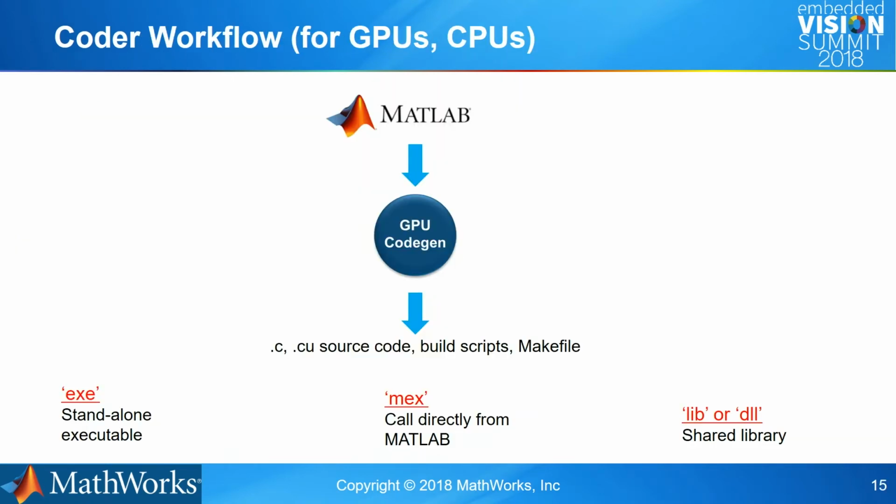So once you get your code, what do you do next, right? With our workflow, we have different ways of packaging the code. You get your code, and you can run it as something called MEX. MEX is MATLAB executable. The idea is that if you have C code, you can wrap it in a MEX wrapper and call it directly from MATLAB. Or you can just generate a DLL or a shared library and call it from your C++ code.